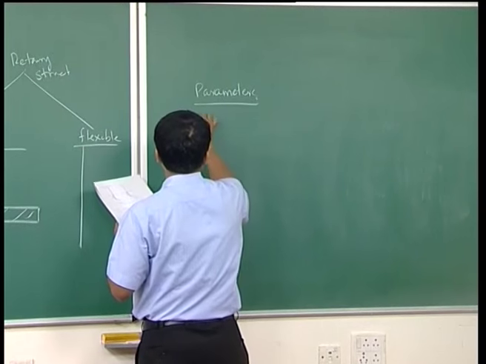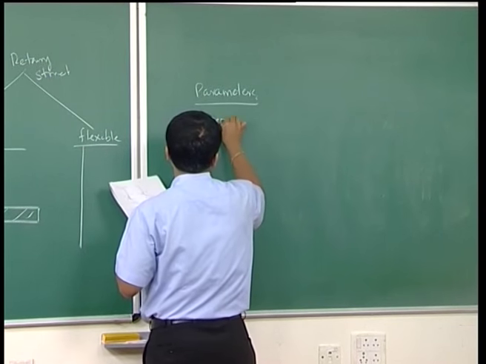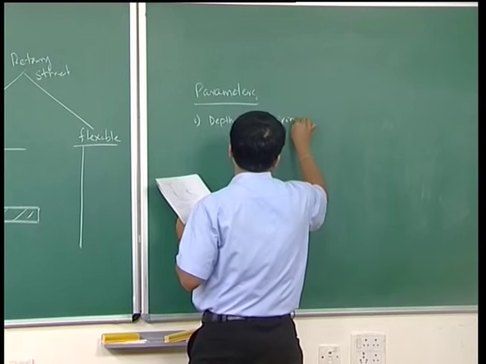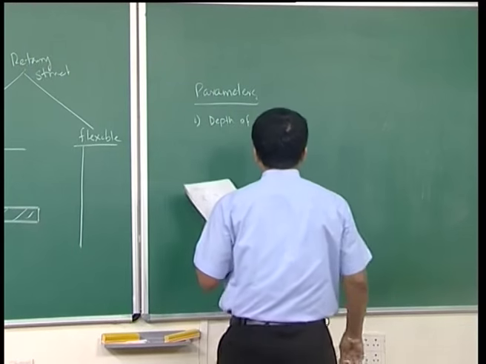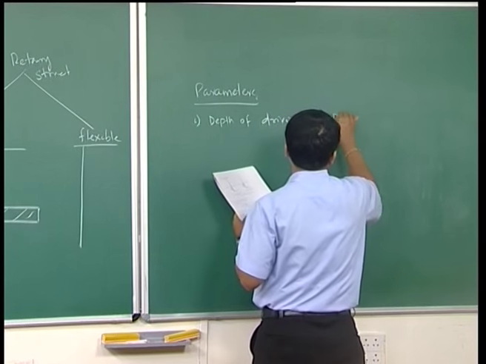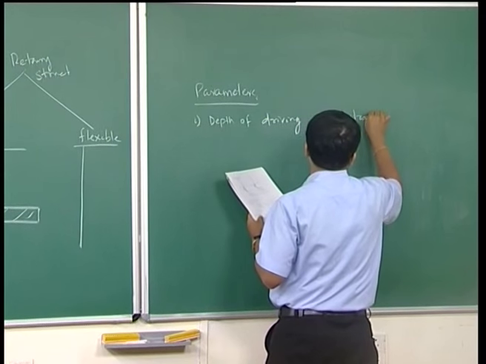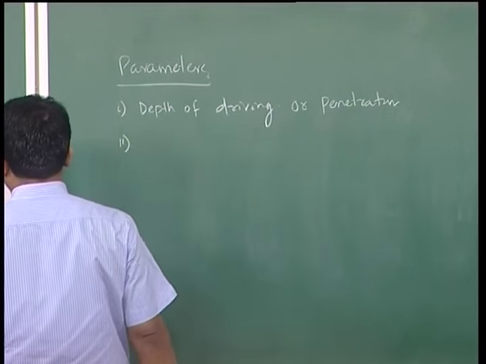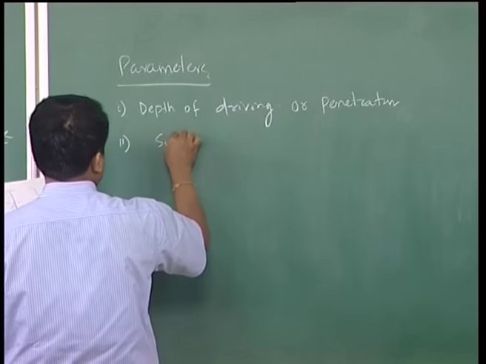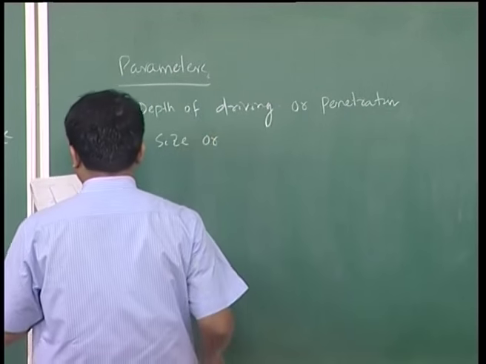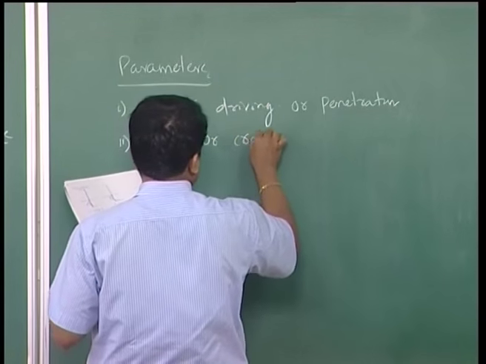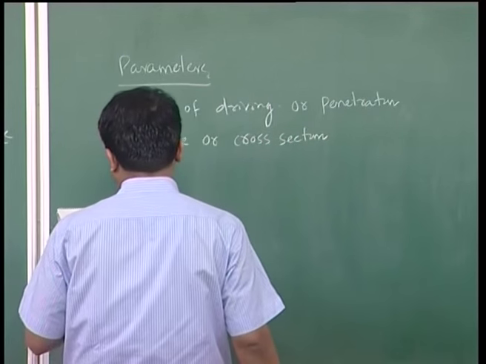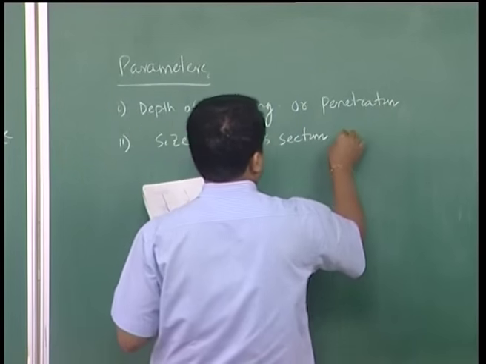So one is your depth of driving or penetration, then second is your size or cross section, and cross section of sheet pile.